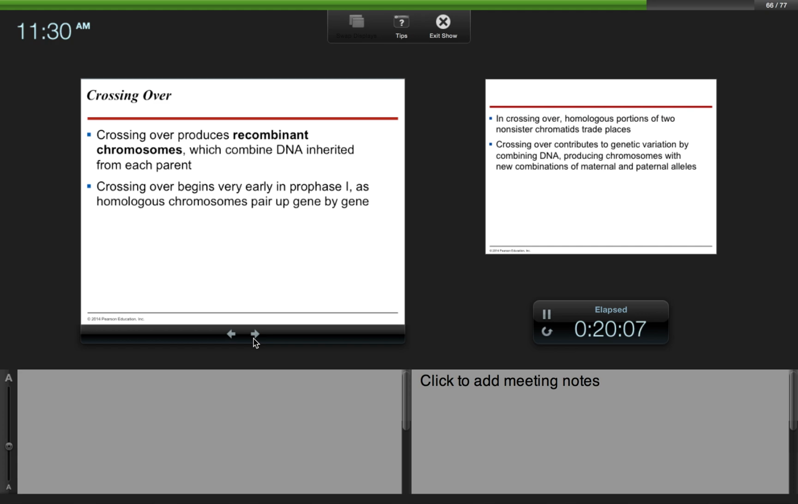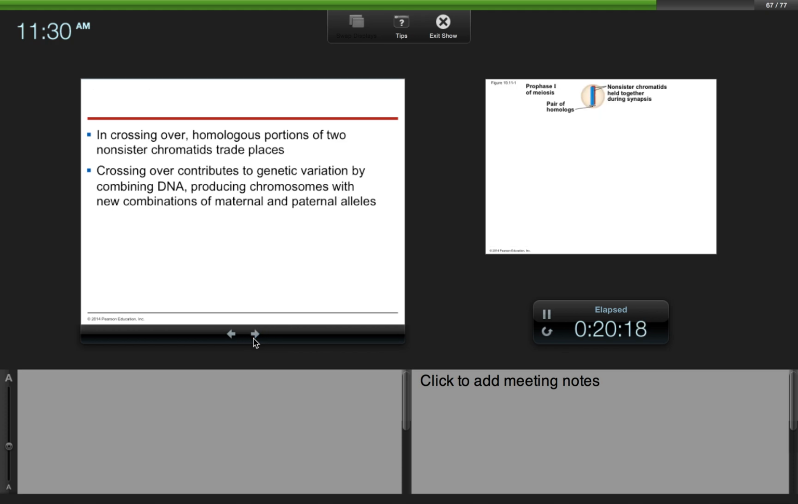Crossing over produces recombinant chromosomes, which combine DNA inherited from each parent. Crossing over begins very early in prophase 1 as homologous chromosomes pair up gene by gene. In crossing over, homologous portions of two non-sister chromatids trade places. Crossing over contributes to genetic variation by combining DNA, producing chromosomes with new combinations of maternal and paternal alleles.